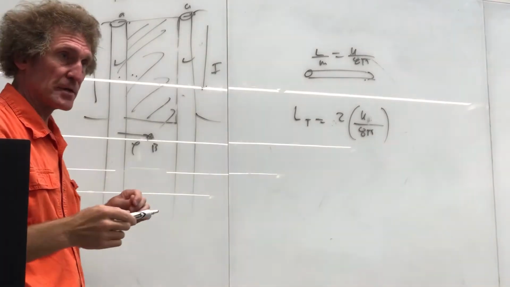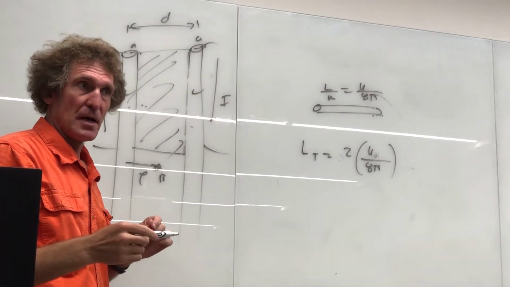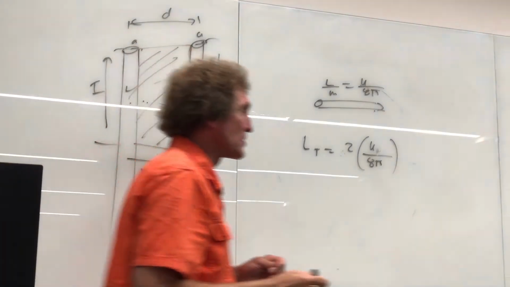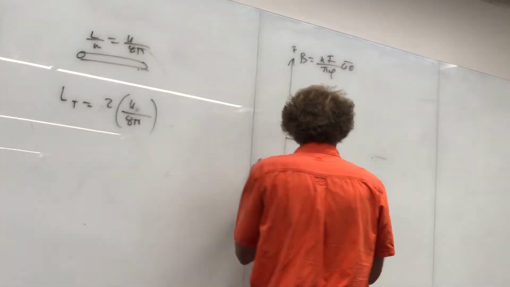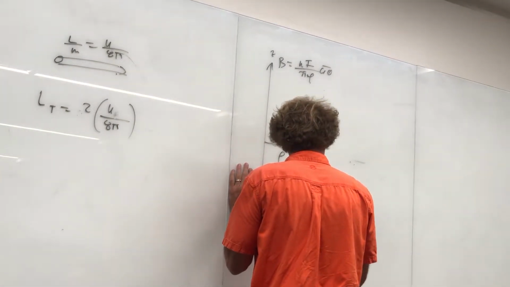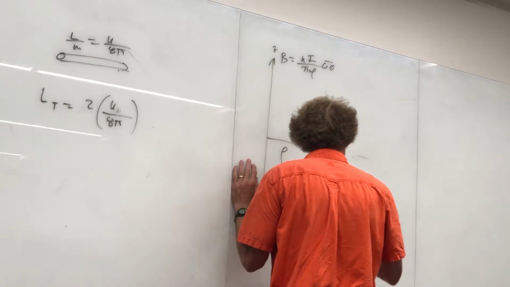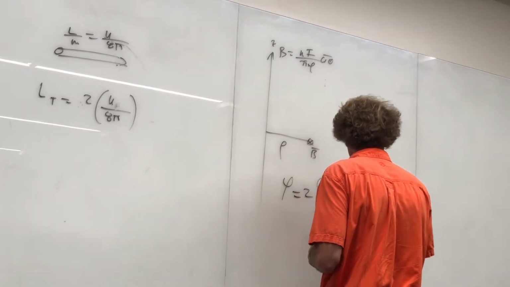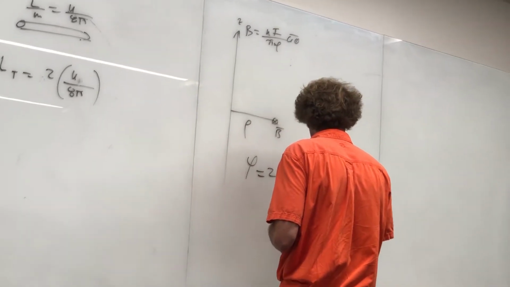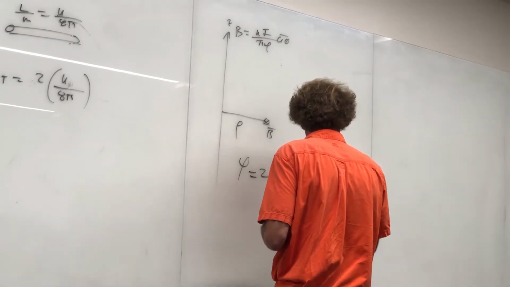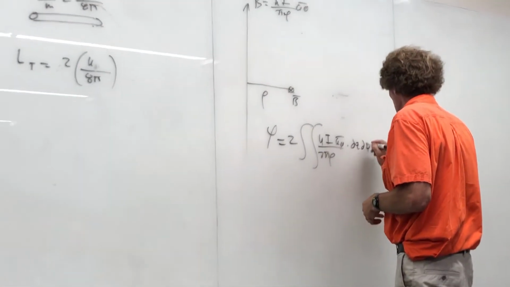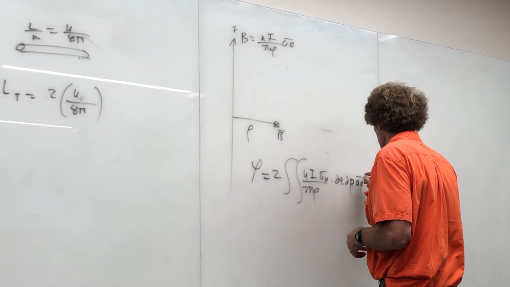Do you all remember that contention? Does everybody agree with that? All right, so therefore I say that the total flux through the region was equal to 2 times the double integral of the B field, mu I over 2 pi rho, A d rho, in the A phi direction.